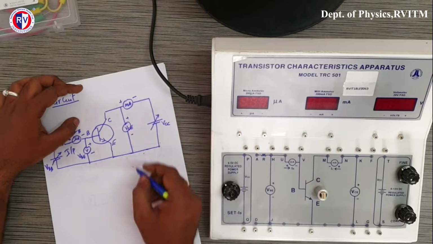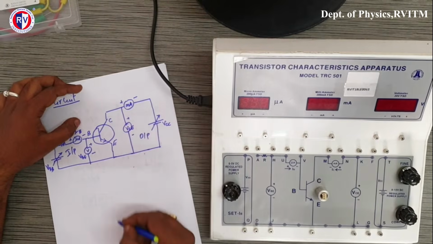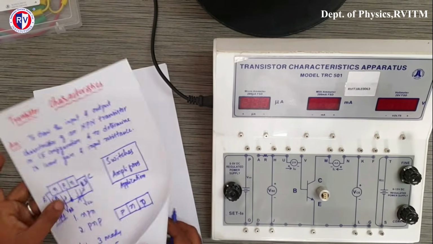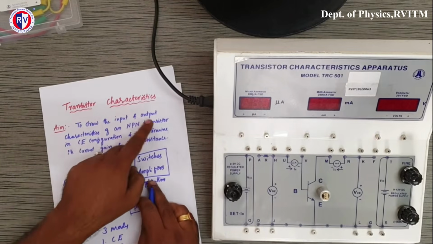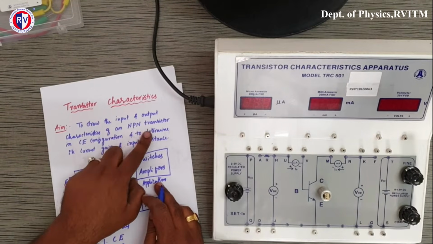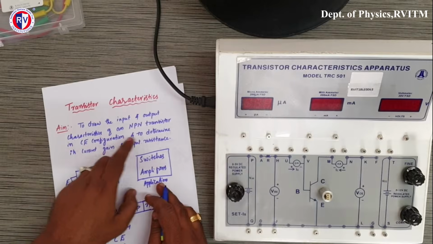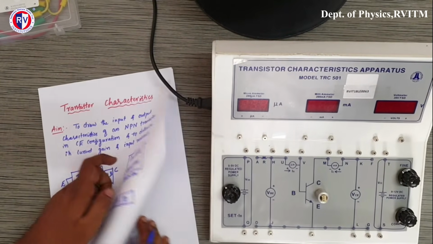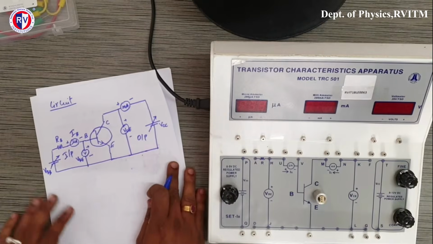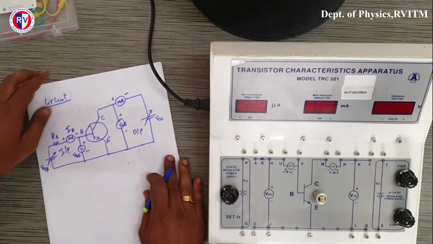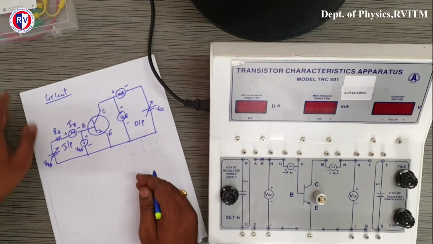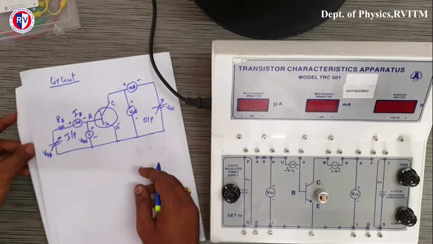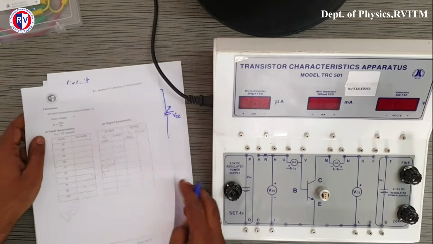Okay. So this is the output circuit. The aim of the experiment is to draw the input and output characteristics of an NPN transistor in CE configuration and to determine its current gain and input resistance. Now, when we perform this experiment, it will be like this.